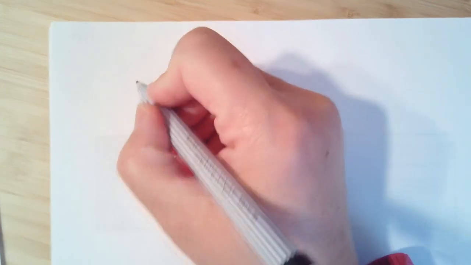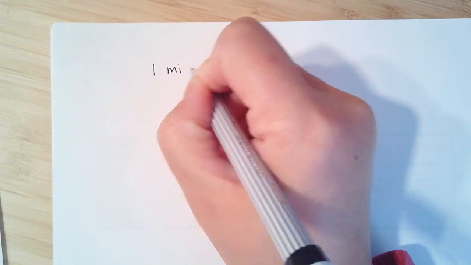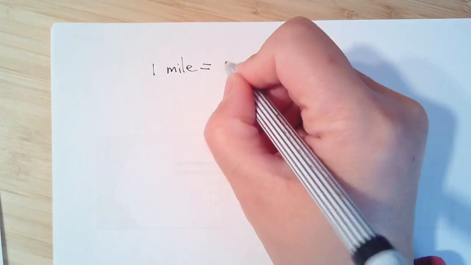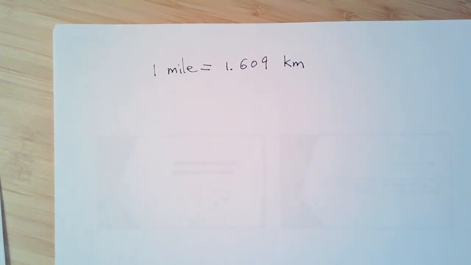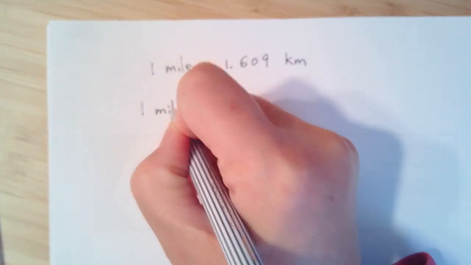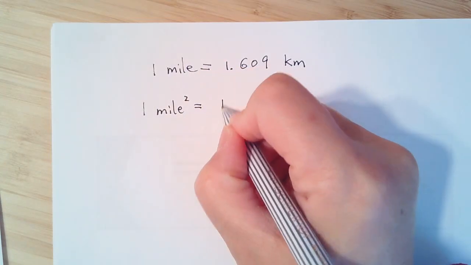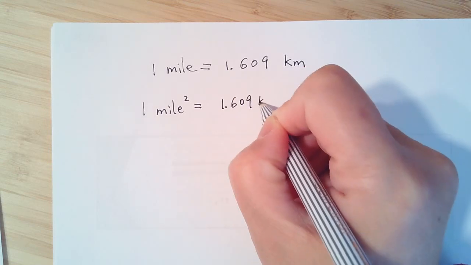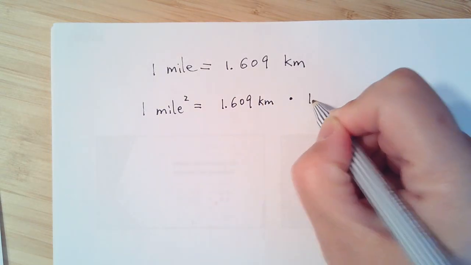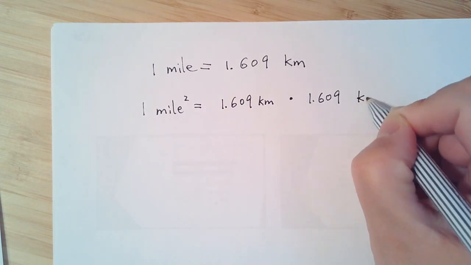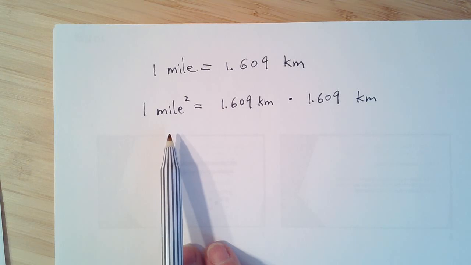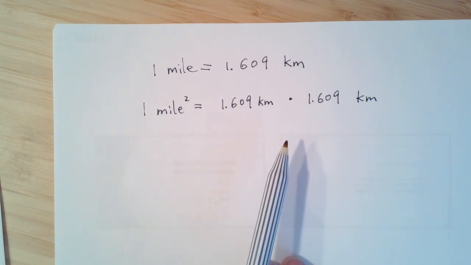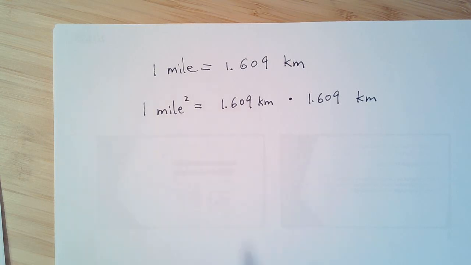need to know. All right, now let me ask you another one. 1 mile equals 1.609 kilometers. We learned this already, right? What about 1 square mile? 1 mile squared would be 1.609 kilometers times 1.609 kilometers. Then I ask you to convert 1 square mile into square kilometers, but I ask you to give me your answer with 3 significant digits.